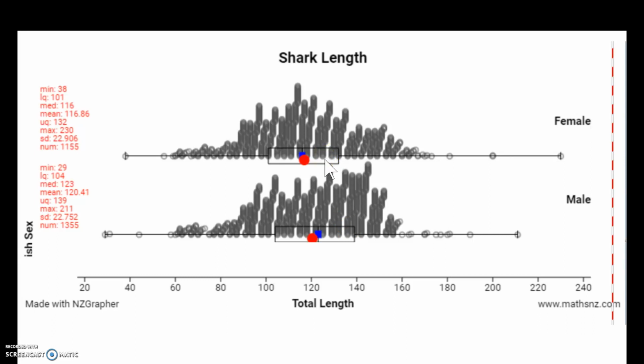That's obvious, right? Then you specify the male's interquartile range is 139 minus 104, so it's 35 centimetres, whereas the female's interquartile range, the upper quartile is 132 minus 101, so that is 31 centimetres. So the 35 centimetres versus the 31 centimetres, the interquartile range of the males is 4 centimetres greater than the interquartile range of the females. So what does that mean? That means there is more variation within the males' lengths than there is with the females.